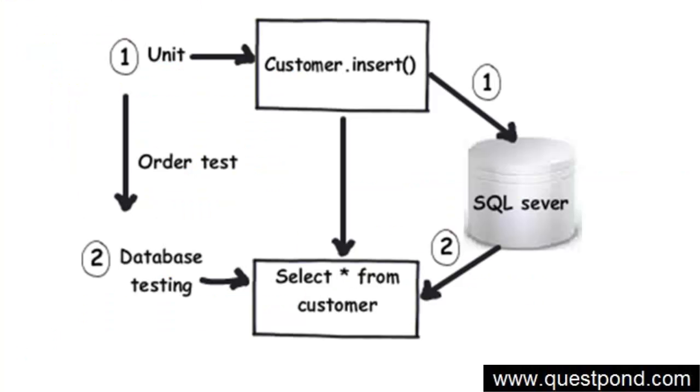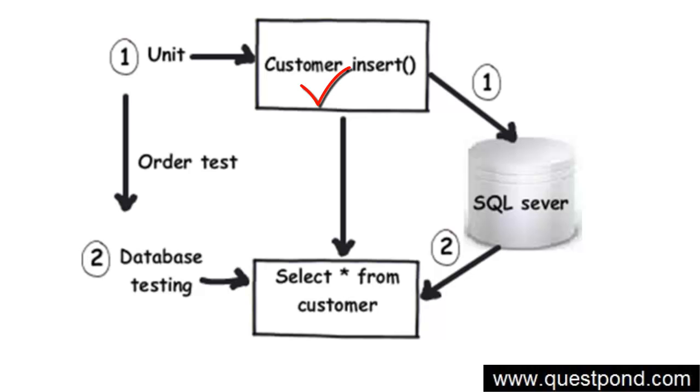So here's a pictorial representation of how we can better achieve this whole thing. What we can do is create a unit test which will first fire customer.insert, and then we can fire a database test which will take the records from the customer table and see if the records have been inserted or not. So what it means is that we have to logically fire both these tests one after another, and that's where we can take the help of the order test. Order test basically groups two test cases together and then fires them in a sequential manner.